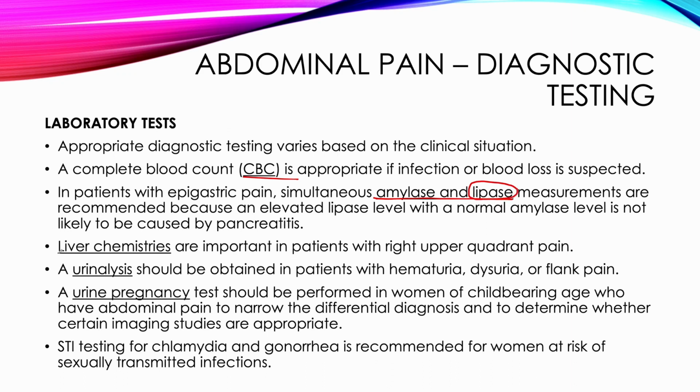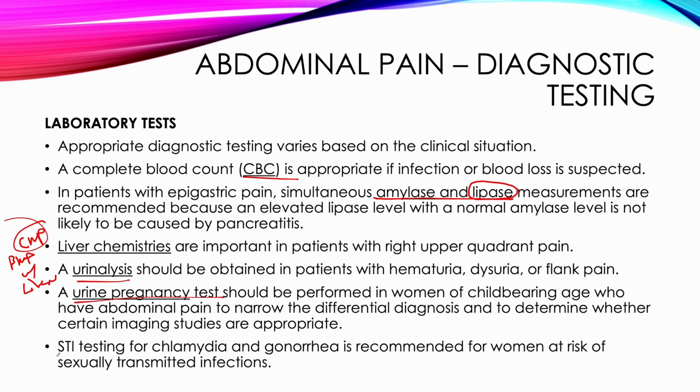We also want to get either a CMP or a BMP with liver enzymes. I usually go for the CMP. It gives me a lot of quick information. We get a UA, and if they're women in childbearing years, a urine pregnancy test. And then plus or minus some of the other things.